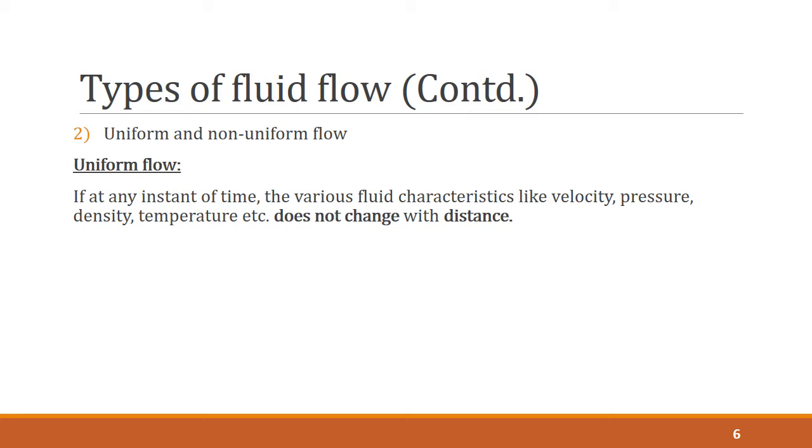If you want to mathematically represent uniform flow, it can be represented as dou of the fluid characteristic divided by dou S is equal to 0, S standing for displacement or distance. So fluid characteristics are independent of distance, and when you are differentiating any fluid characteristic, let it be velocity, temperature, acceleration, anything, so dou V by dou S, dou rho by dou S, dou P by dou S, everything becomes equal to 0 because they do not depend on distance.